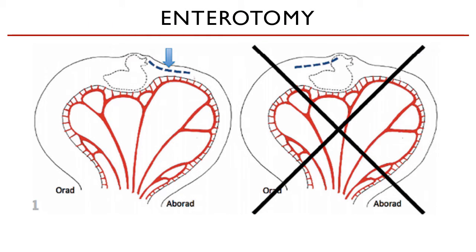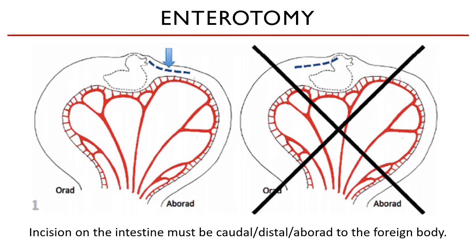As you can see in these images, the incision on the intestine must be caudal or distal or ab-orad to the foreign body. This is done to ensure that only healthy tissue will be the one sutured. After the incision is made, the foreign body, in this image a rubber ducky, is milked out of the incision. However, in cases wherein the foreign body is lodged into the intestinal mucosa, you may extend this incision over the foreign body as much as you can to remove the material.